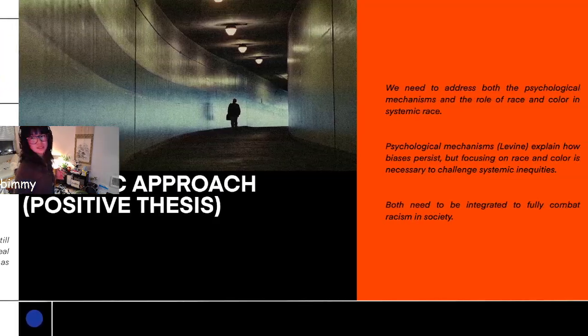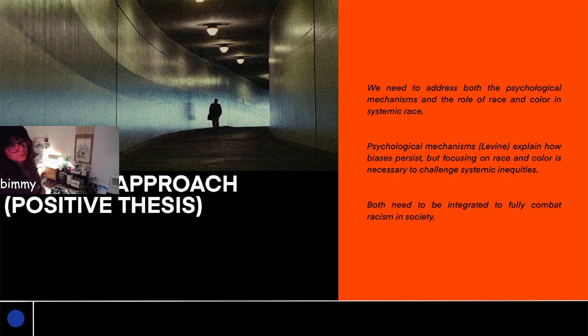So in a holistic approach, positive thesis, we need to address both the psychological mechanisms and the role that race and color play in systematic racism. Psychological mechanisms, Levine, explain how biases persist, but focusing on race and color is necessary to change systematic inequalities. Both need to be integrated to fully combat racism in society.